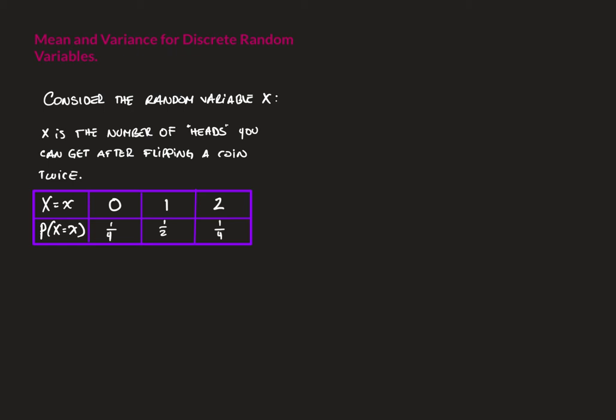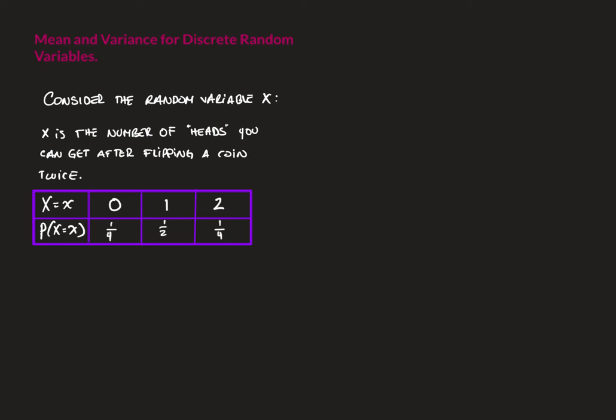given by these values in this table, where we could only find 3 outcomes. We could have 0 heads, 1 head, or 2 heads, and the corresponding probabilities were 1/4 for 0 heads, 1/2 for 1 head, and 1/4 for 2 heads. Now, I want you to think about the mean. How do we usually calculate the mean?